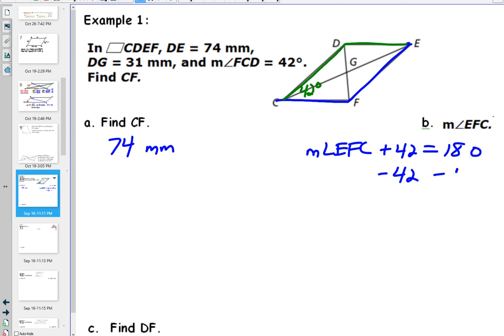Minus 42 on both sides. I mean, if you want to just write 180 minus 42, that's fine also. But I'm just showing you how to write it as an equation. At the end of the day, just write it down. Don't rely on mental math. Or actually, fine, rely on mental math, but prove it by writing it down. I can do it mentally too, but if I have to show you, you have to show me. So measure of angle EFC, 138.